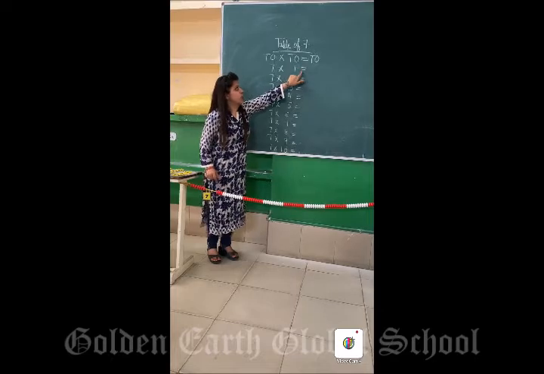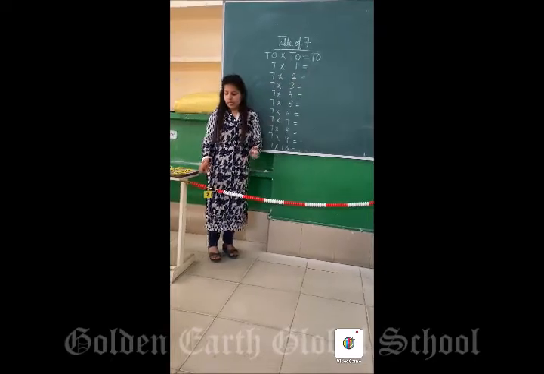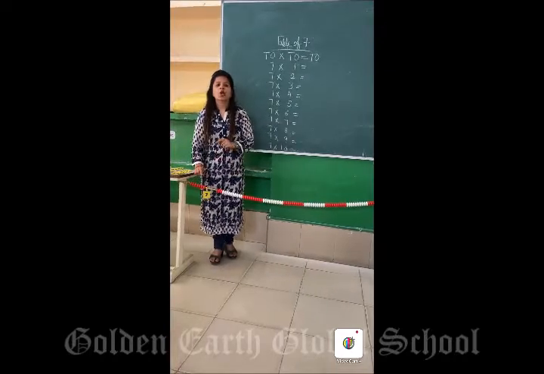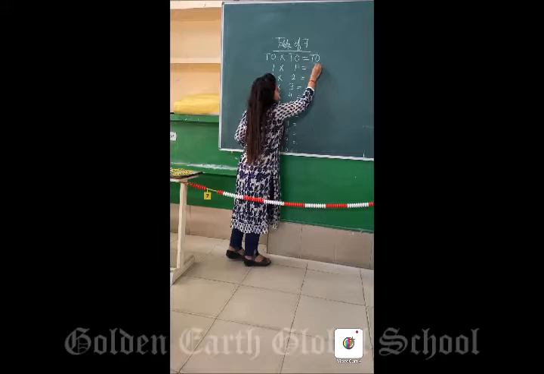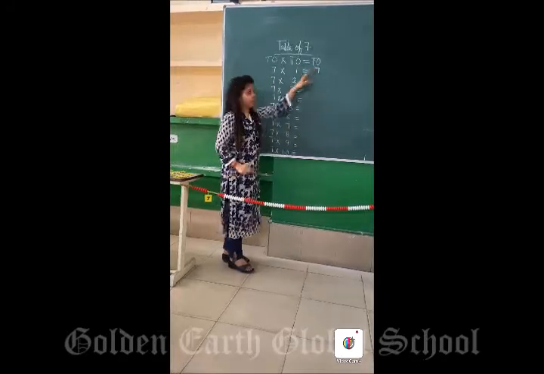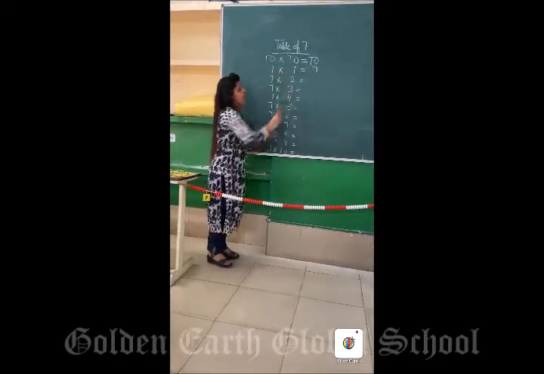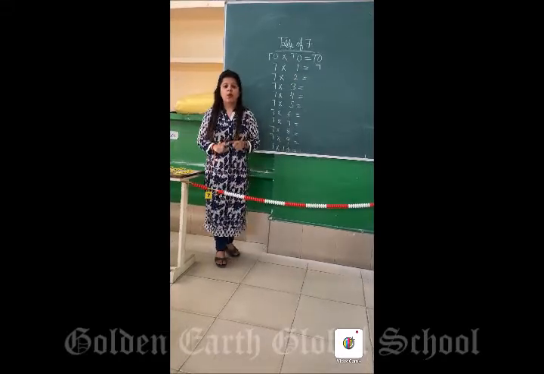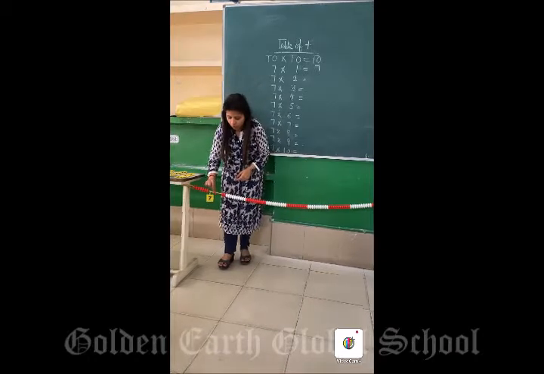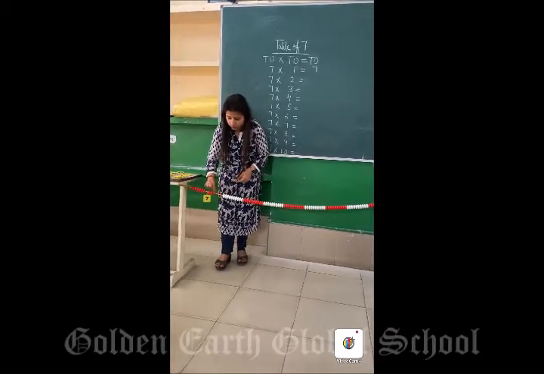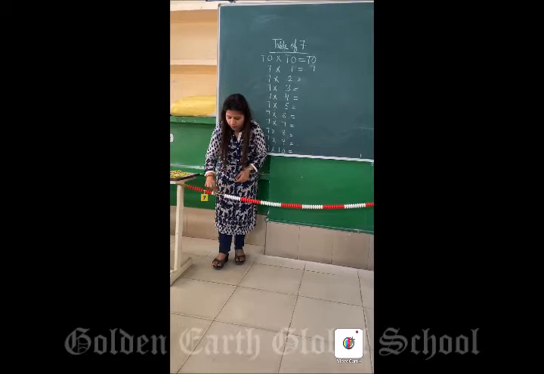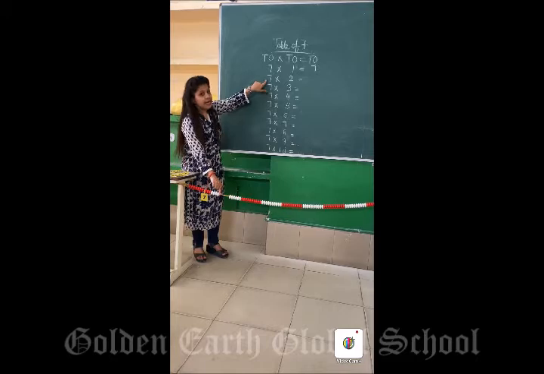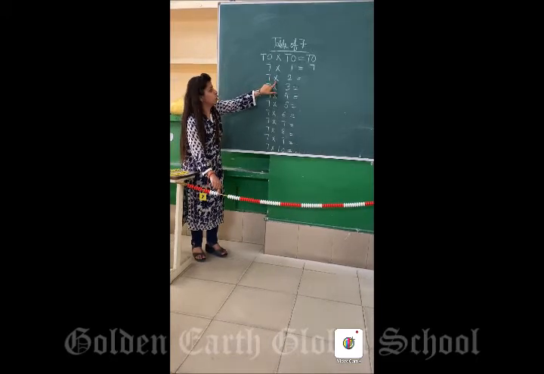7 ones is equal to. इज इक्वल टू के बाद हमने क्या लिखना है? जो हमने बीड्स काउंट किए हैं, कितने बीड्स हैं? ये 7. So we will write 7 ones are 7. Clear? Again we will count 7 more beads. 1, 2, 3, 4, 5, 6, 7. So here we write 7, then put a cross.